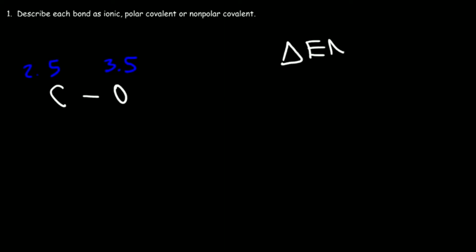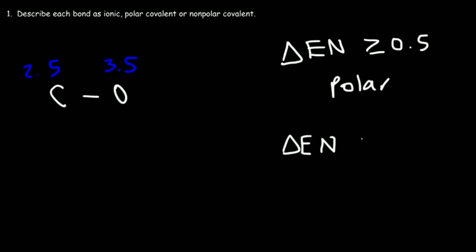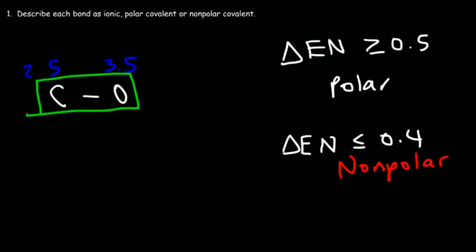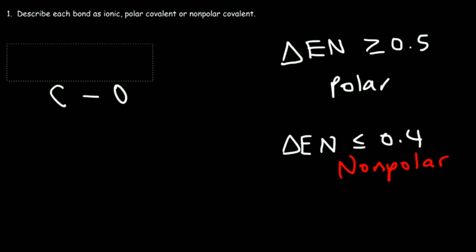If the electronegativity difference is 0.5 or more, then the bond is said to be polar. If the electronegativity difference is 0.4 or less, then the bond is said to be nonpolar. So 3.5 minus 2.5, that's 1. Therefore we can say that the carbon-oxygen bond is a polar covalent bond. The electrons are being shared, but not equally. Because oxygen is more electronegative than carbon, it's going to have a partial negative charge. And carbon, because it's less electronegative than oxygen, has a partial positive charge.